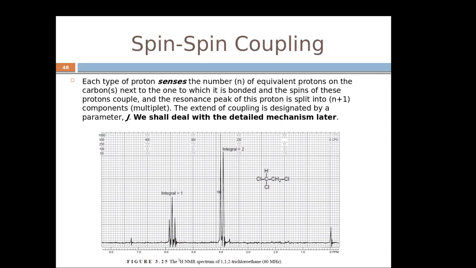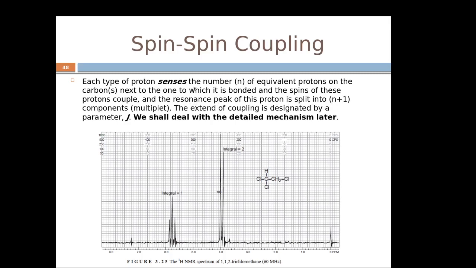As a result of this interaction, the NMR peak of the proton we are talking about can be split into several peaks. For example, if our proton's spin interacts with n equivalent protons on carbons next to this proton, then the resonance peak of our proton will be split into n+1 components.